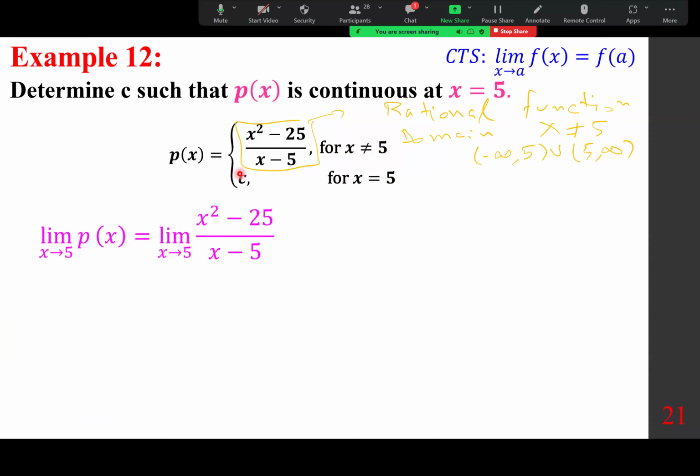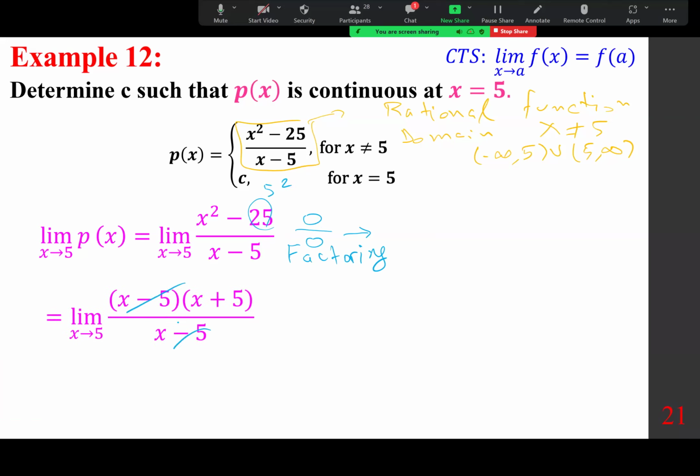So you take the limit by using the top portion. And the technique, if you plug in, by the way, you get 0 over 0. The technique is factoring. The numerator is x squared minus, you can think of this as 5 squared. So x minus 5 times x plus 5. These two cancel each other, and you get just x plus 5. And if you plug in 5, you get 10.